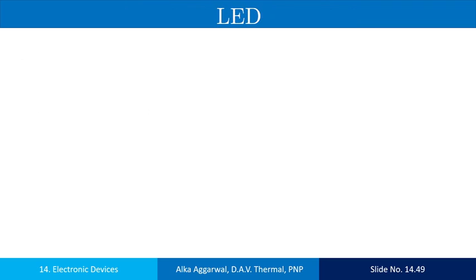The second is the LED. As its name indicates, it is the light emitting diode. It is a heavily doped junction diode which gives out visible light when forward biased. This diode converts the electrical energy into light energy. The symbol of the LED is this one. It is the symbol of the light emitting diode.